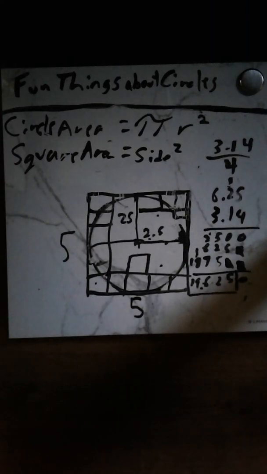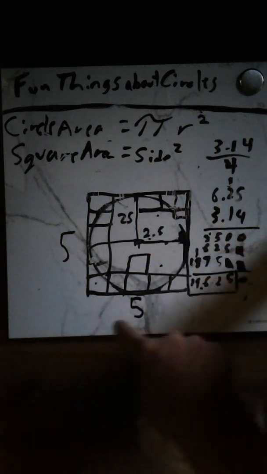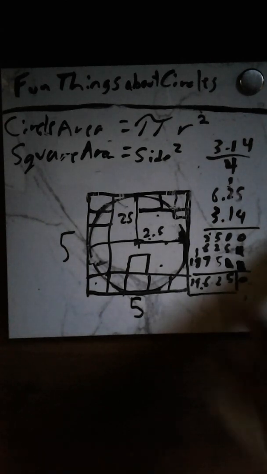So, backtracking to last week, we were looking at the fun things about circles, which include how circles relate to squares, and the history of pi, 3.14, how it's a ratio that compares to the 4 quadrants of a circle or square.